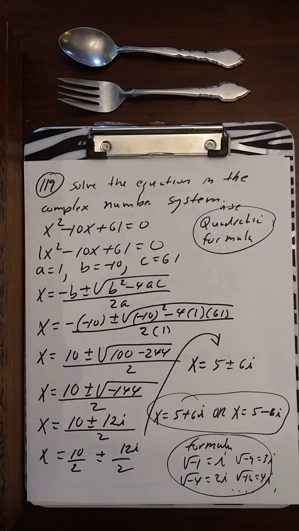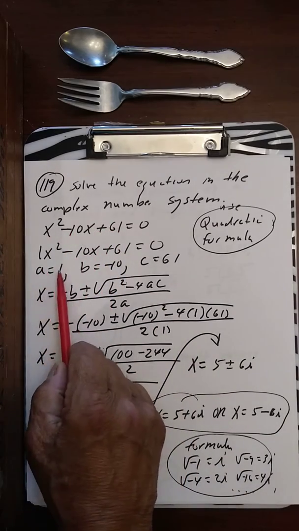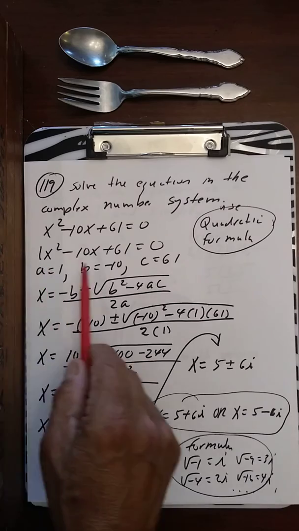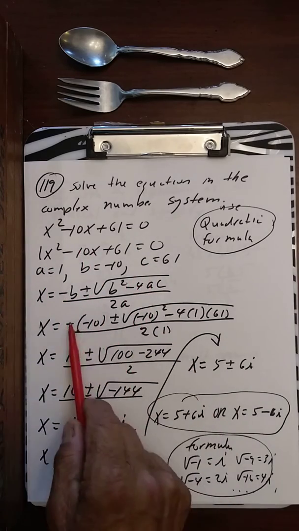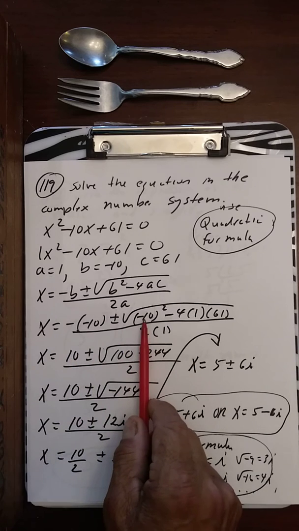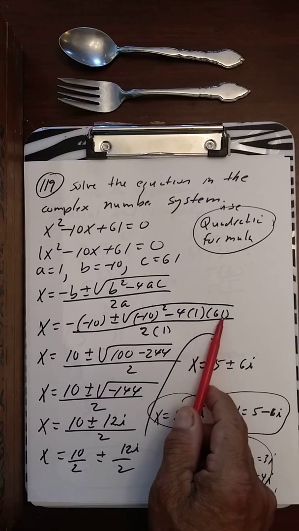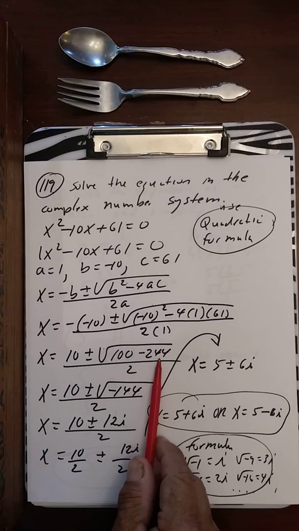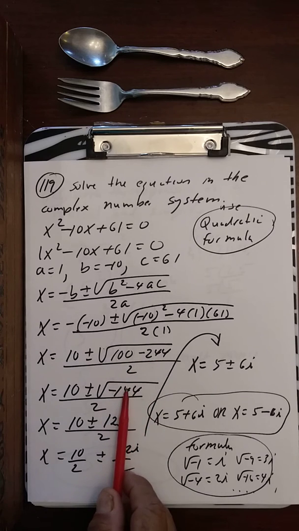But let's go. x squared minus 10x plus 61. Put a 1 in there. So now a is 1, b is minus 10, c is 61. Put the numbers in there. So negative of negative is positive 10. 10 times 10 is 100. So we have all these numbers, negative 244. So we have 100 minus 244, which is negative 144.